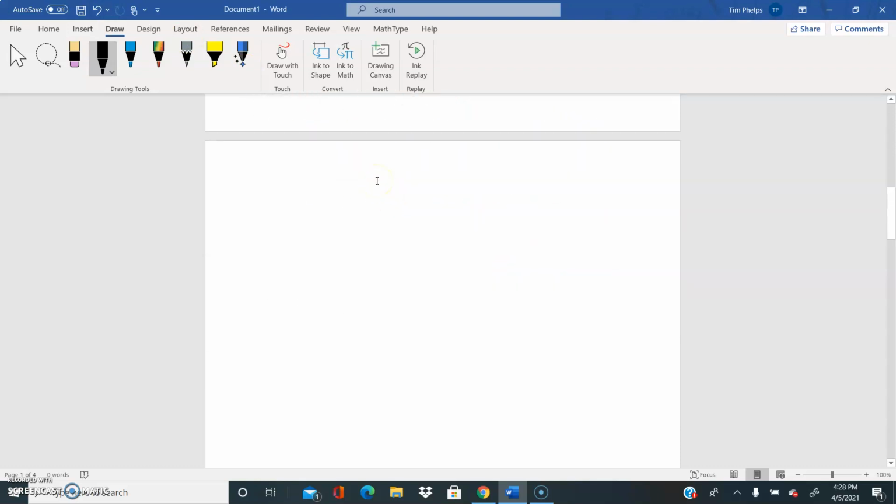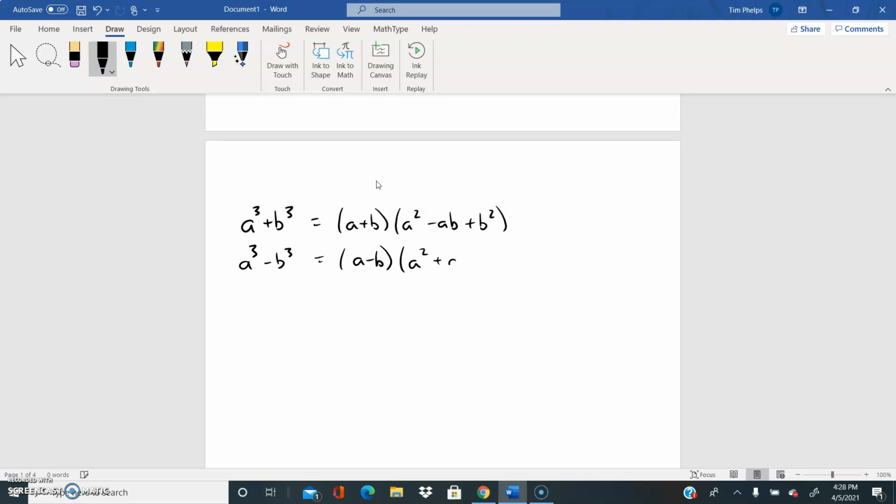Looking at cubes, these are never memorized, to be honest. The same concept with 2 terms, a cubed plus b cubed, factors to a plus b times a squared minus ab plus b squared. And then difference of two cubes is very similar, but the first term is now a minus b, and the second one is a squared plus ab plus b squared. So it just fits into the formula.